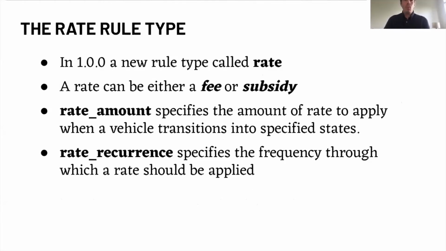So what is the rate rule type? We talked about counts and speeds, things like that earlier. Now there's a new rule type. It's called rate. A rate can either be a fee or a subsidy. It's quite simple. The rate amount specifies the amount that should be applied when a vehicle transitions into specific states. And a rate recurrence specifies the frequency through which that rate should be applied.